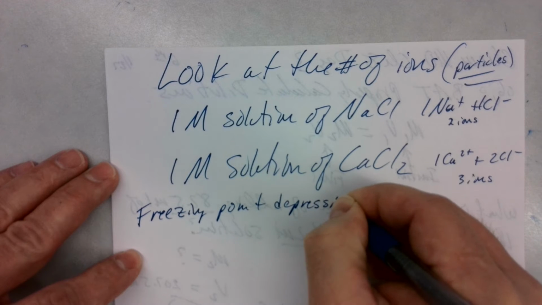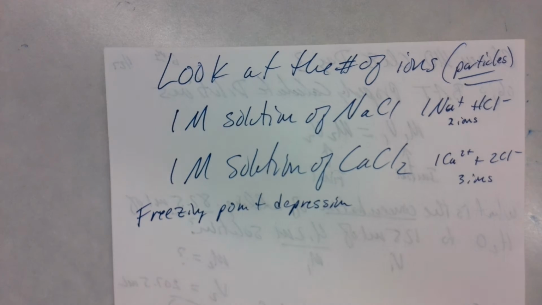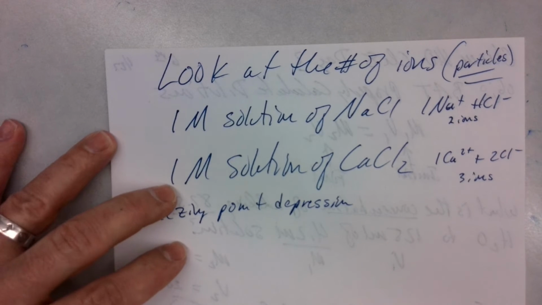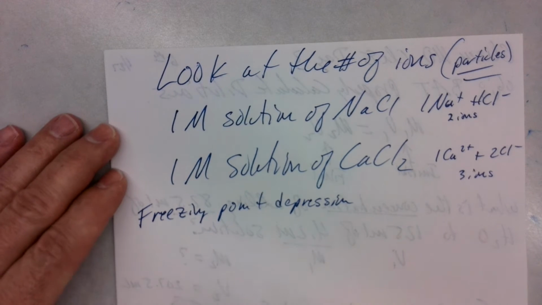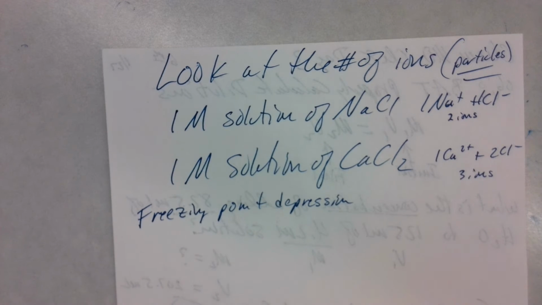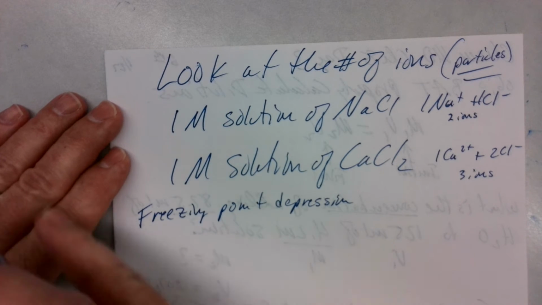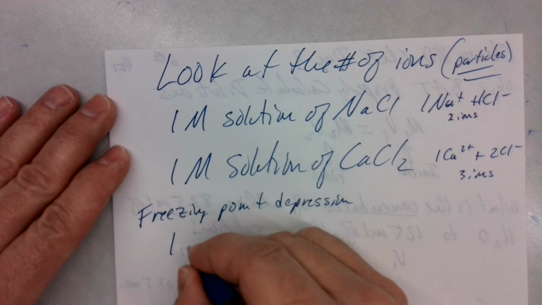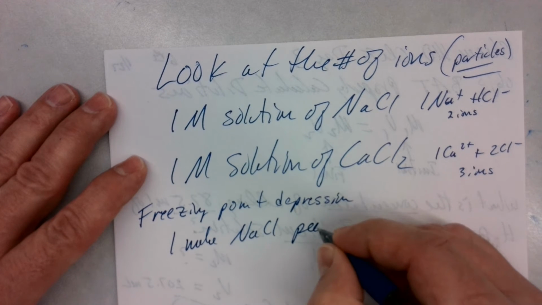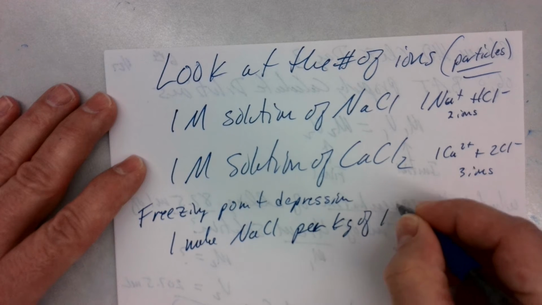Okay, freezing point depression. I wasn't even going to discuss this, but you guys are all looking at me with a blank stare. It is a situation where it is moles per kilogram. So let's assume we had 1 mole. So I've got 1 mole of NaCl per kilogram of H2O.